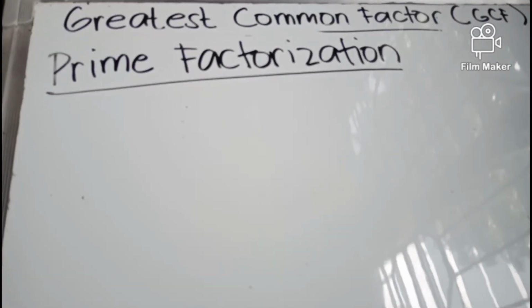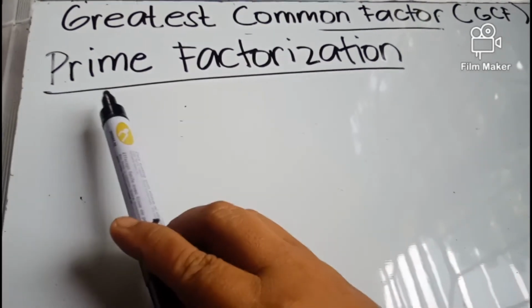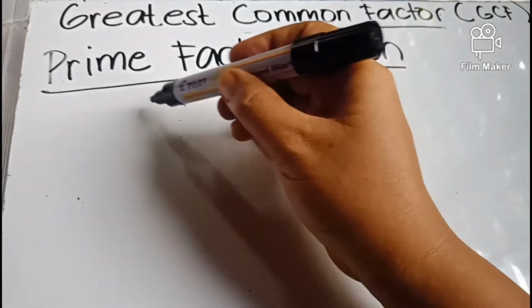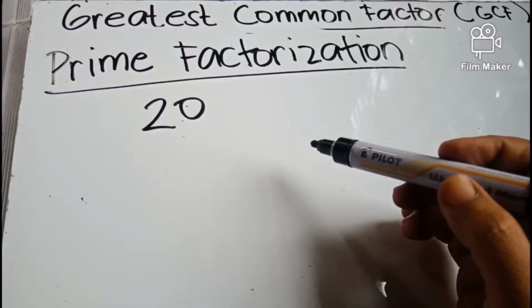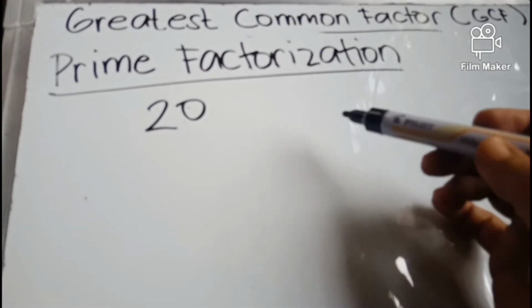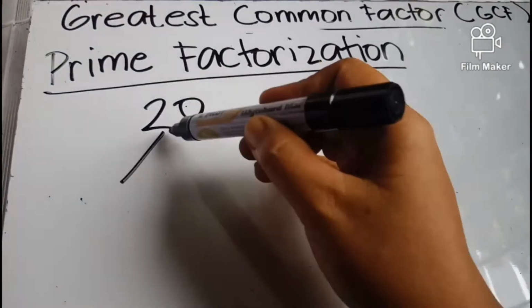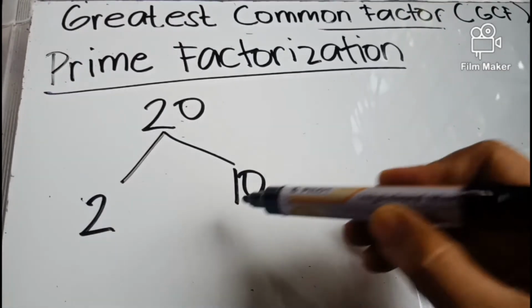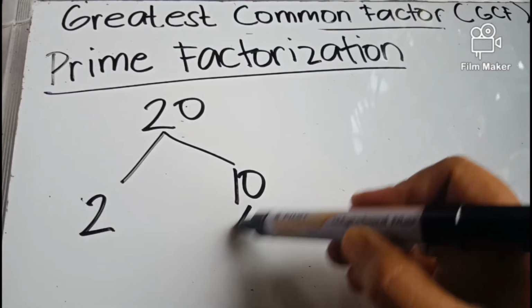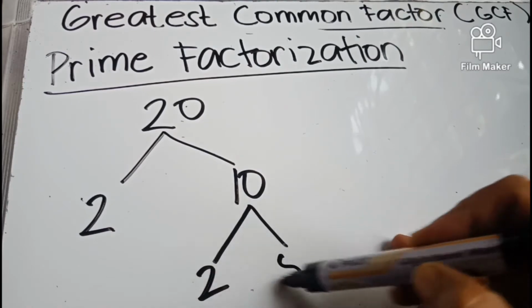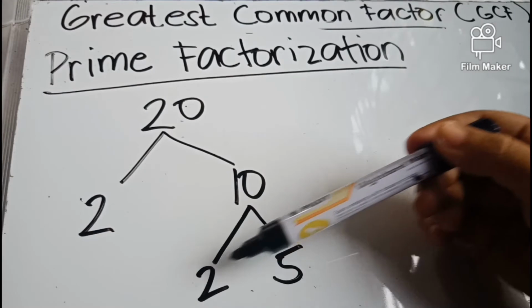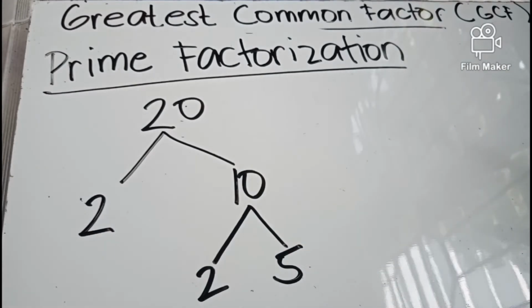Okay, another way of finding GCF ay sa pamamagitan ng prime factorization. So, example, I have here 20. So, gagawa tayo ng factor tree. Ano ba yung factors ng 20? So, we have here 2 and 10. Ano naman yung factors ng 10? So, we have 2 and 5. So, itong 2, 10, 2, and 5 ay factors ng 20.